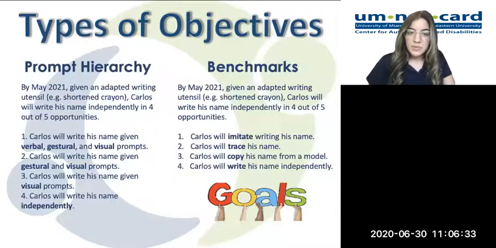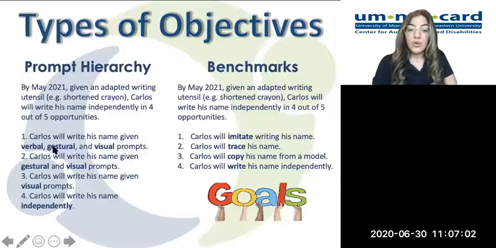So the first type of objective that I see, and this is the most common one, it's a prompt hierarchy. So for example, by May 2021, given an adapted writing utensil, for example, a shortened crayon, Carlos will write his name independently in 4 out of 5 opportunities. The way that we see a prompt hierarchy set up is you start with the most amount of prompting and move towards the least.